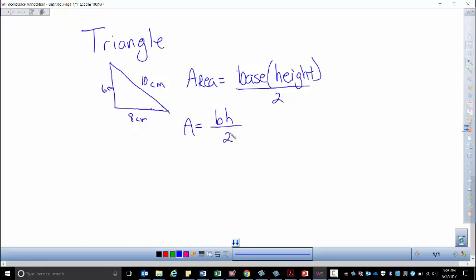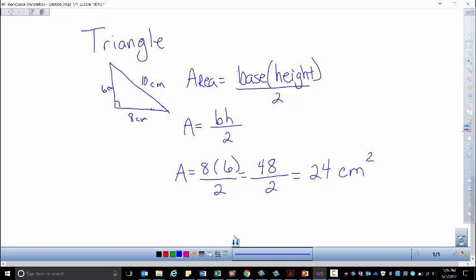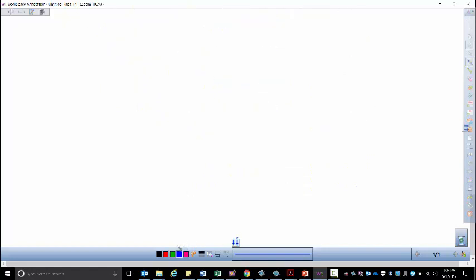And you need to be careful. The base and the height are perpendicular. So the base and the height are not at an angle. So my base is 8, my height is 6, and then I divide by 2. So 8 times 6 is 48, divided by 2 is 24 centimeters squared.